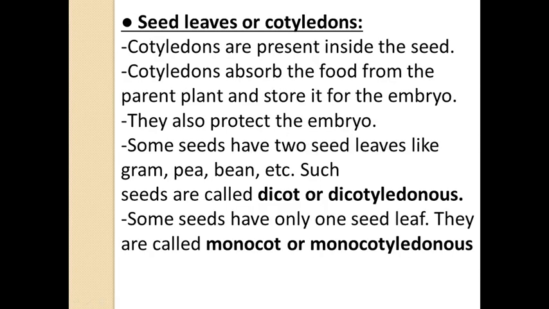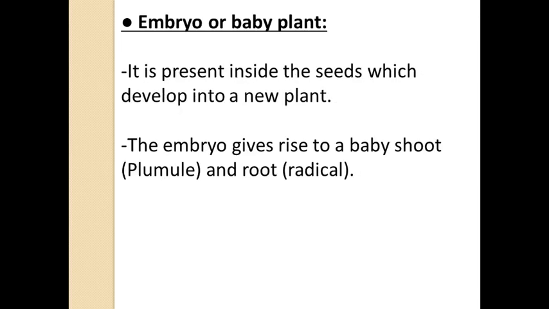Then we have learned about cotyledons, which are present inside the seed and store the food for the baby plant, for the embryo. Here we have learned two types of seed leaves, that are monocotyledons and dicotyledons. Mono means single, and di means double. Understood? Then we have learned about embryo, which is also known as a baby plant. It is present inside the seeds and develops into a new plant.